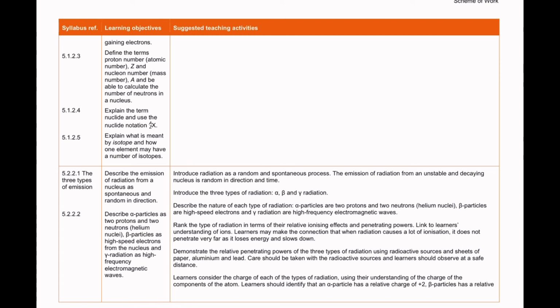Key concept 5.2.2.1 The three types of emission. Describe the emission of radiation from a nucleus as spontaneous and random in direction. Describe alpha particles as 2 protons and 2 neutrons, helium nuclei, beta particles as high-speed electrons from the nucleus, and gamma radiation as high-frequency electromagnetic waves.